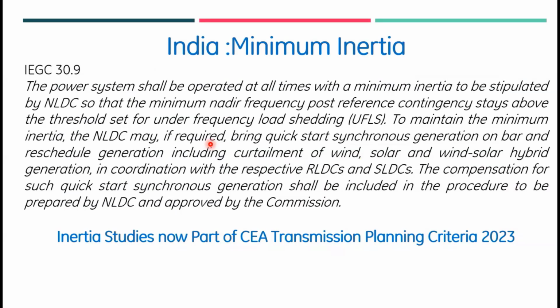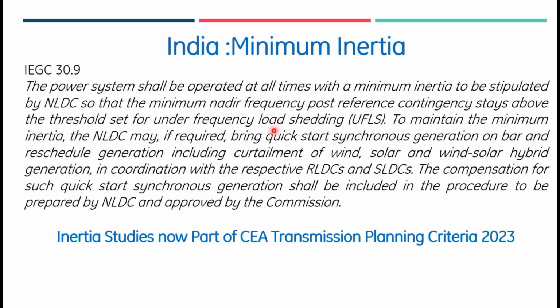We have in the Indian electricity grid code, which defines minimum inertia also. It has a provision that you should have that much minimum inertia in the system so that whenever you have a credible contingency, the minimum nadir frequency post reference contingency should be above the first stage of your UFLS. It should not let the UFLS operate.